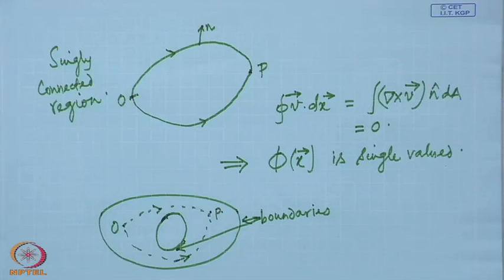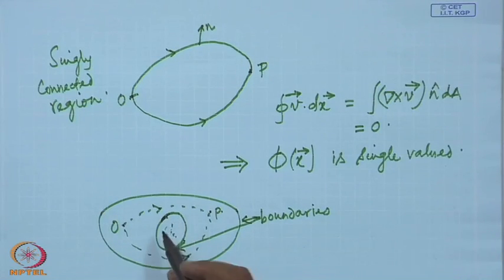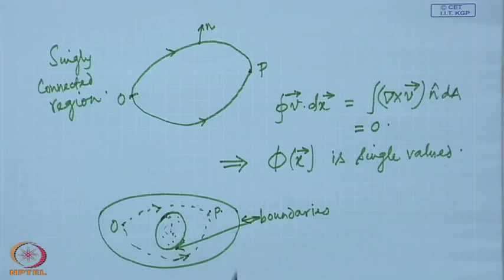Now, if we try to shrink this curve, even if we translate it to another side, we can never shrink it to a point without crossing this inner boundary, the interior boundary. When we cross the interior boundary, of course, we are going out of the region, because this part is not within the region. So we are going out of the region and we cannot shrink it to a point. This is not a singly connected domain.